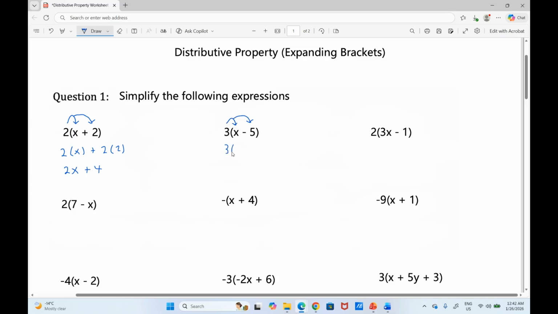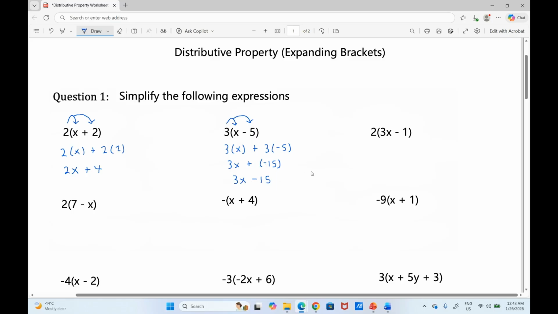So I'm going to have 3 times x plus 3 times negative 5. Now 3 times x is going to be 3x. 3 times negative 5 is going to be negative 15. And this would be my simplified expression here. But if I were to simplify this even more, instead of writing 3x plus negative 15, I can write this as 3x minus 15, because they would compute to be the same answers. So my final simplified expression is 3x minus 15.